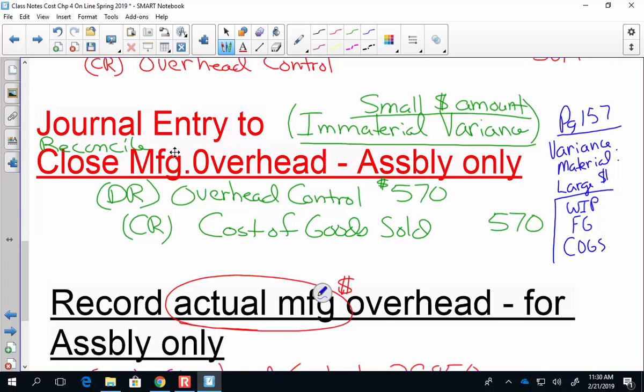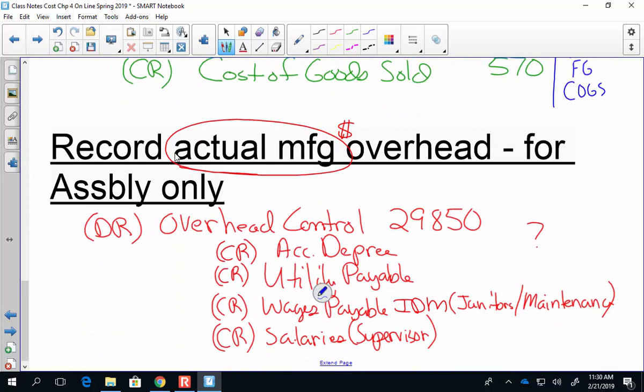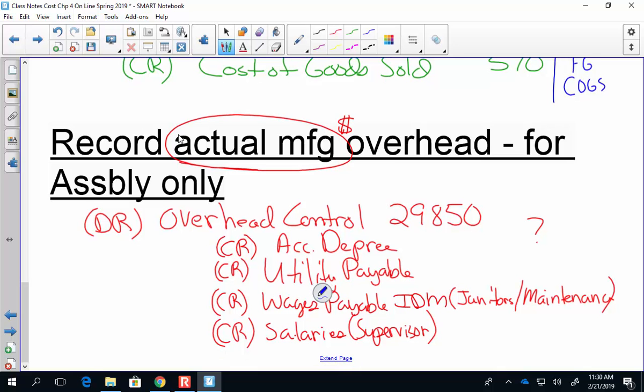And these are just some practice entries I did with my day class showing, well, what is the entry for actual overhead? How does my actual overhead get recorded? And it goes into our control account with the corresponding credits going as normal.